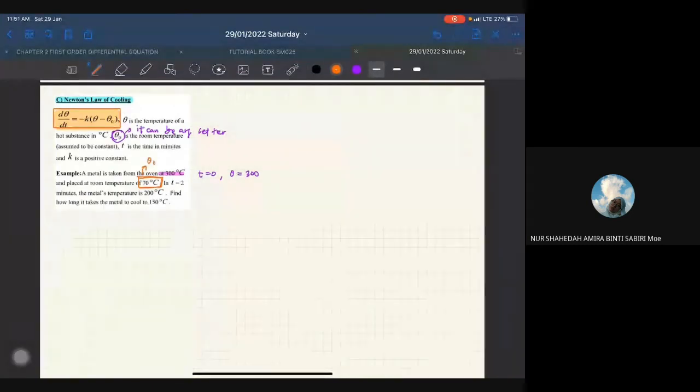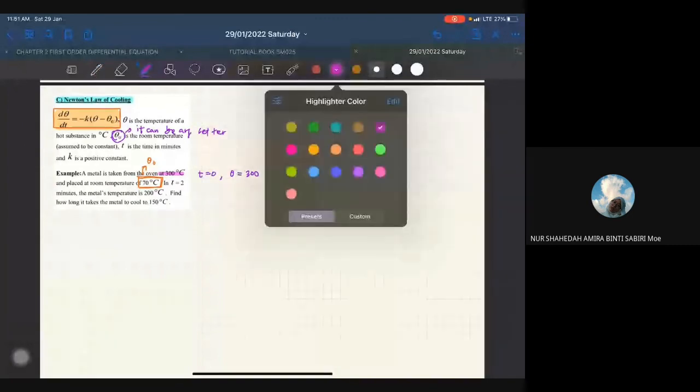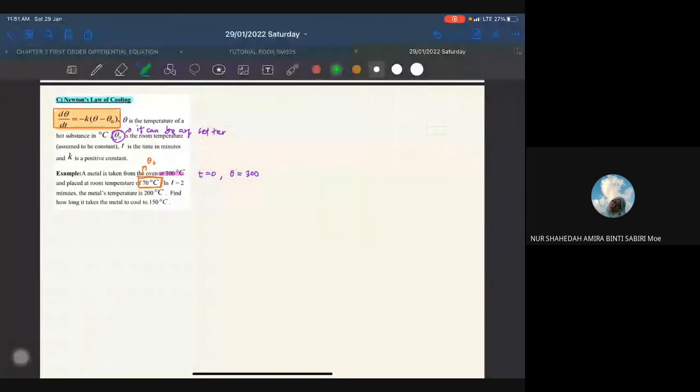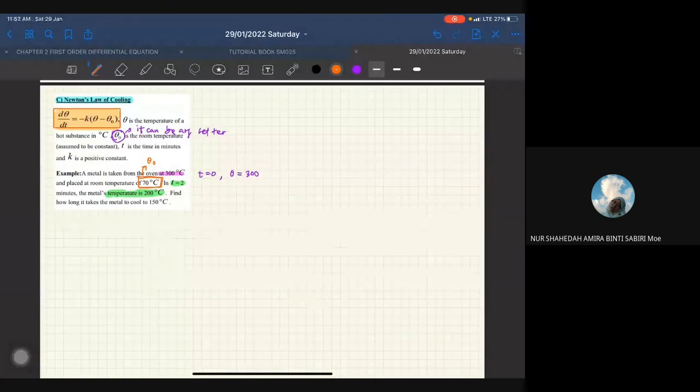Okay. So dia cakap lagi information seterusnya. Saya buat warna hijau pula. So bila T equal to 2 minutes, the metal's temperature is 200 degree Celsius. Okay, so dia turun sampai jadi 200 degree Celsius. So that's why dia negatif. Temperature asal dia 300, so dia jadi 200 sekarang. So that's why it is negative because it's decreased. The temperature decrease. Dia menjadi semakin sejuk.